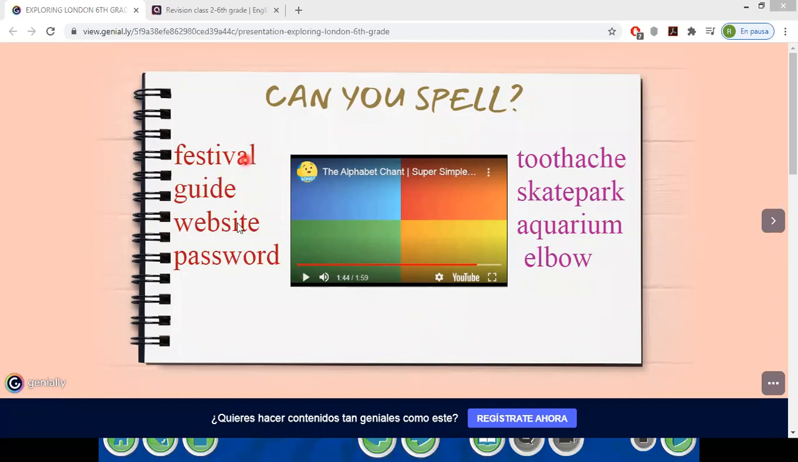Some volunteers. Okay, good. Alison, can you spell festival? Festival. Excellent. Thank you, Alison. When you finish the spelling, you say the word. Don't forget that. You finish, you say festival one more time. Thank you. Fabrizio, the next, guide, spell. Good, Fabrizio. Be careful with this letter. This is U. G-U-I-D-E.